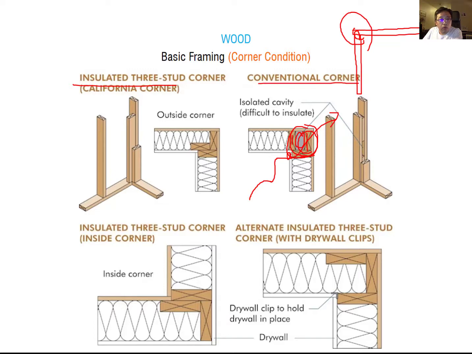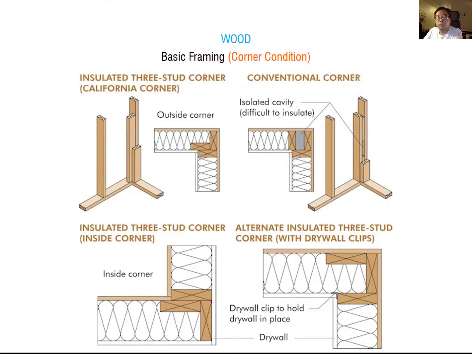The California corner has the two end studs here, the two end studs. But instead of doing this stud orientation like this, it keeps protecting this corner condition. Also, you can make the insulation more continuous up to this end joist. It means it can give better protection, which is thermal protection, compared to the conventional corner.